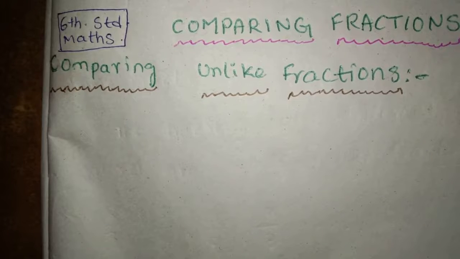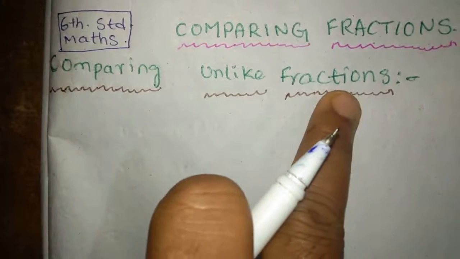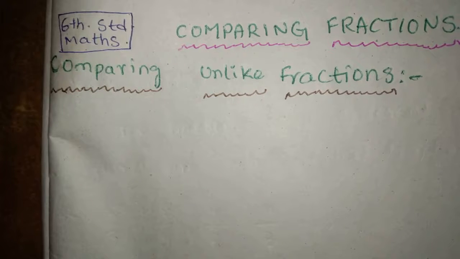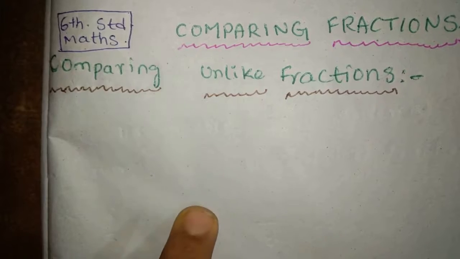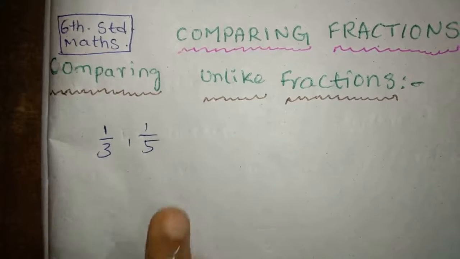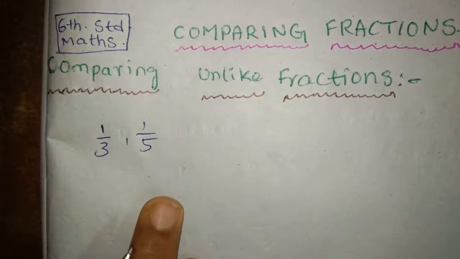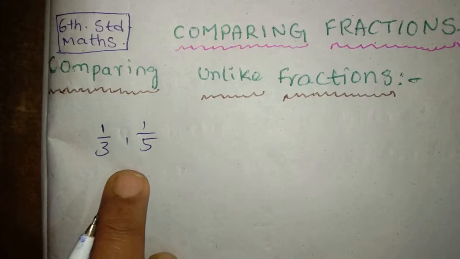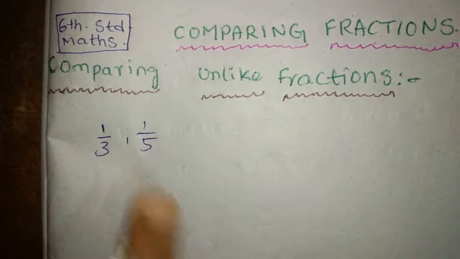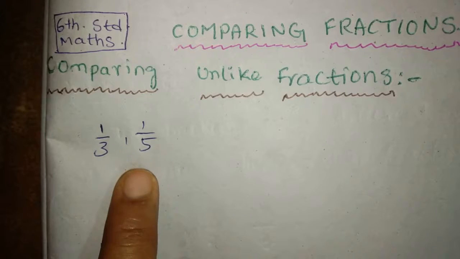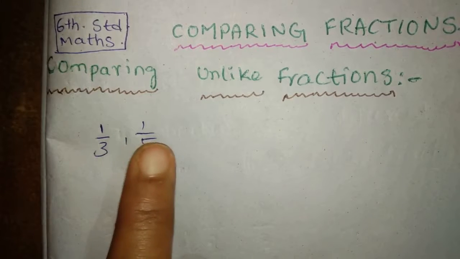Now let us take comparing unlike fractions. Unlike fractions means the denominators are not equal. So first let us check two fractions, that is 1 by 3 and 1 by 5. They have the same numerators, but the denominators are not the same. These two fractions are unlike fractions. Denominators are not equal, but numerators are equal.